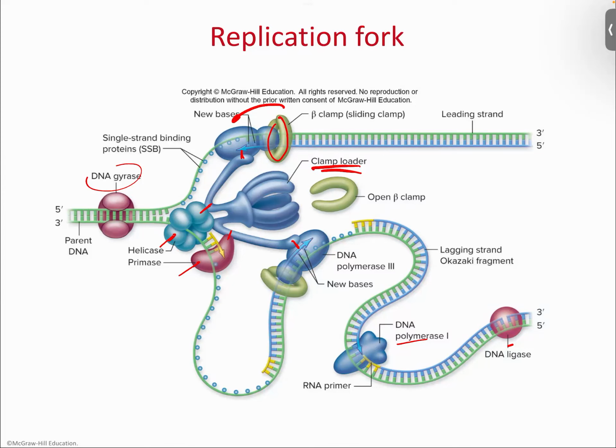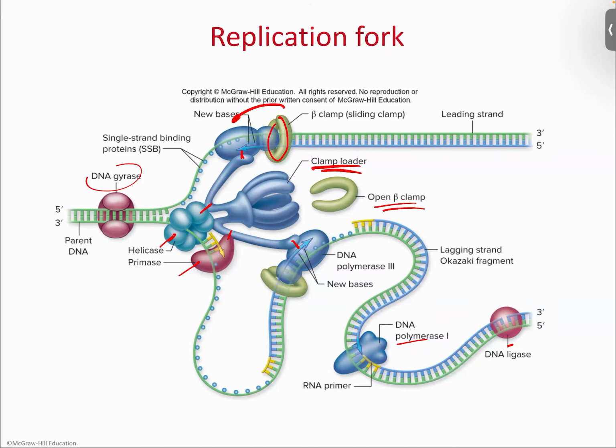There are several of these coming, because this is your base image to understand the mechanism of how the coordination of leading and lagging strand is pulled off. Then, of course, you have your open beta clamp here, right? And of course, the squiggly part, the little tentacles, is what's called your clamp loader domain. So this is our beginning, right?